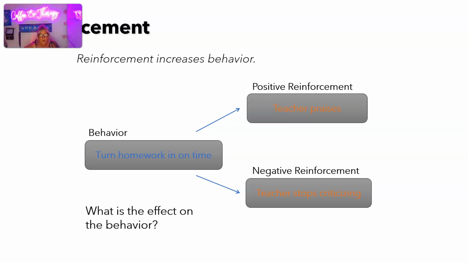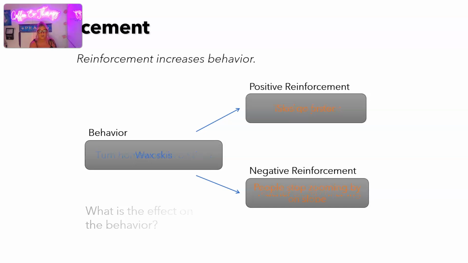Reinforcement increases behavior. Here's a bunch of other reinforcement examples that I might skip over because it gets a little redundant. The behavior is turning homework in on time. Positive reinforcement: the teacher praises, saying, hey, great job, you did your homework on time. Negative reinforcement: the teacher stops criticizing. If you stop turning in your work late, the teacher stops saying, what's up with you, why do you keep turning your work in late? So what is the effect on the behavior?